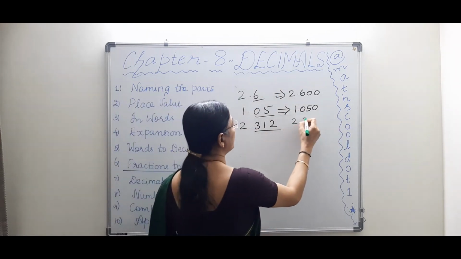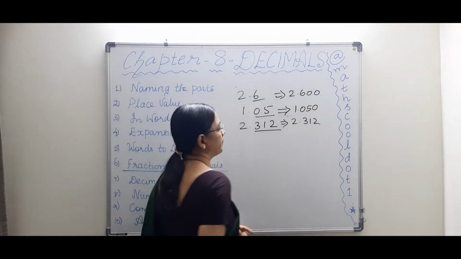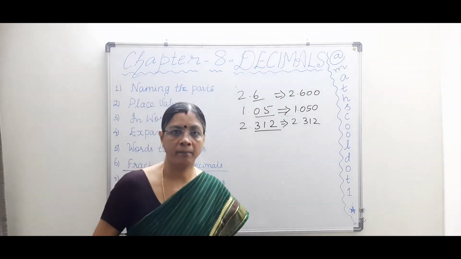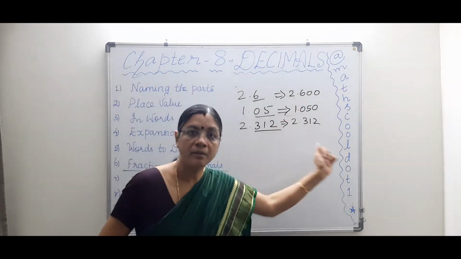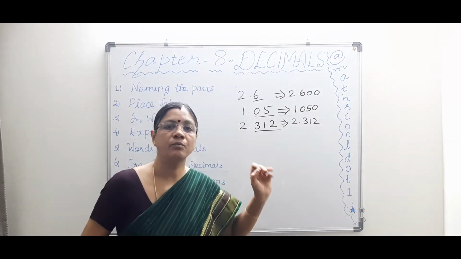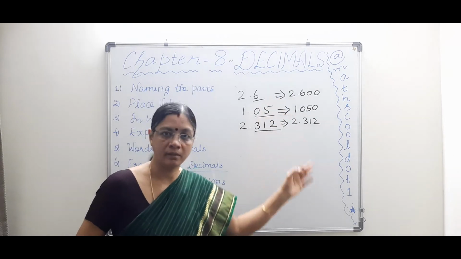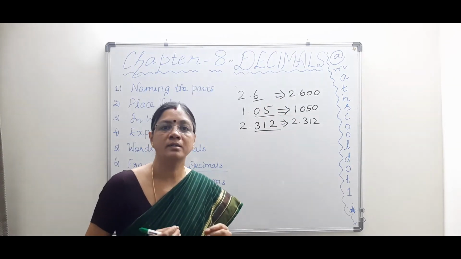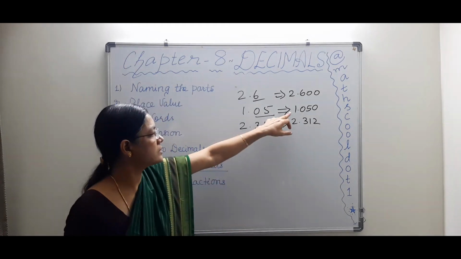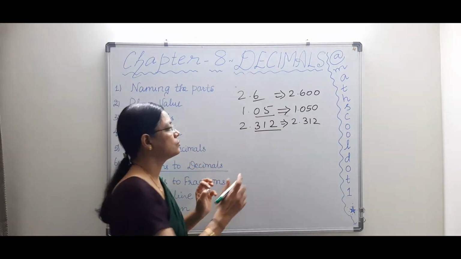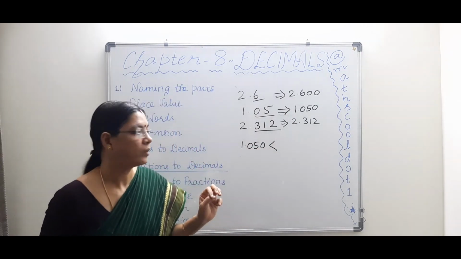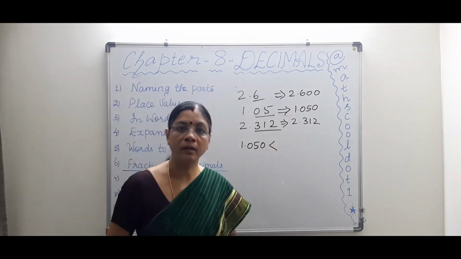Now here 2.312. Now we can compare. So how do we compare decimal numbers? Decimal numbers have a whole number part as well as the decimal part, isn't it? So first see the whole number part. Okay, so let's assume we are going to arrange these 3 numbers in ascending order. So for finding the smallest number, see the whole number part. The whole number part has 1 here. 1 is less than 2, isn't it? So 1.050 is the smallest among these 3. Okay, next you have 2 in the whole number part.